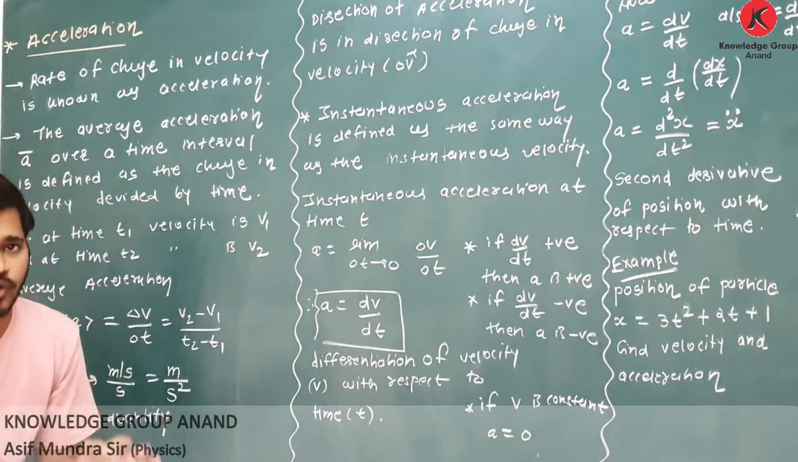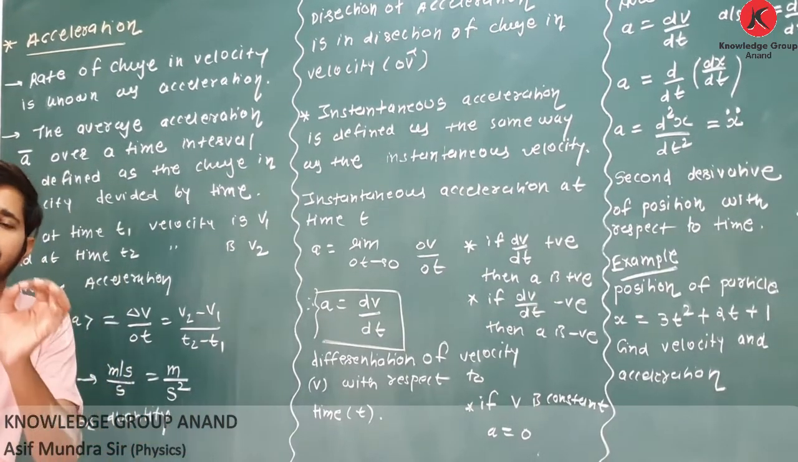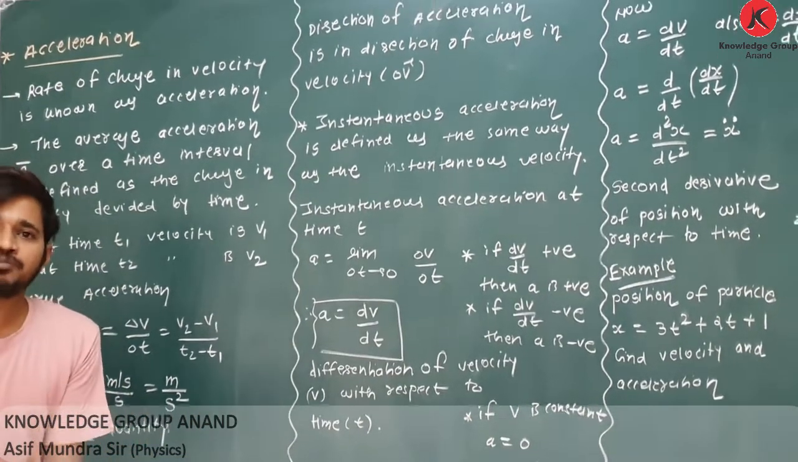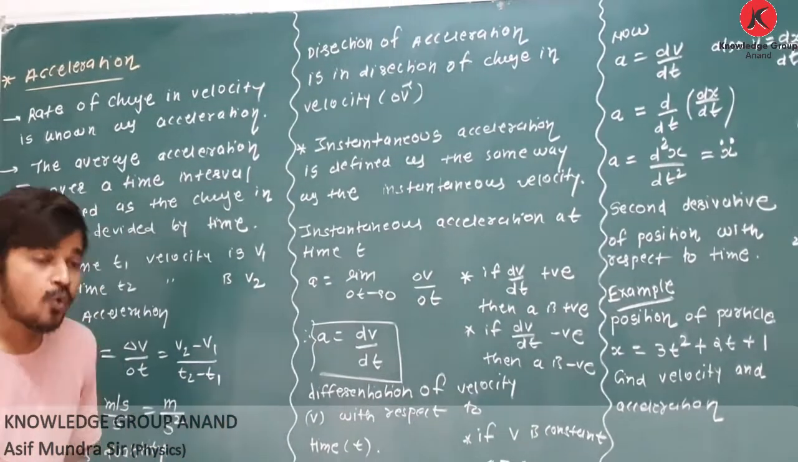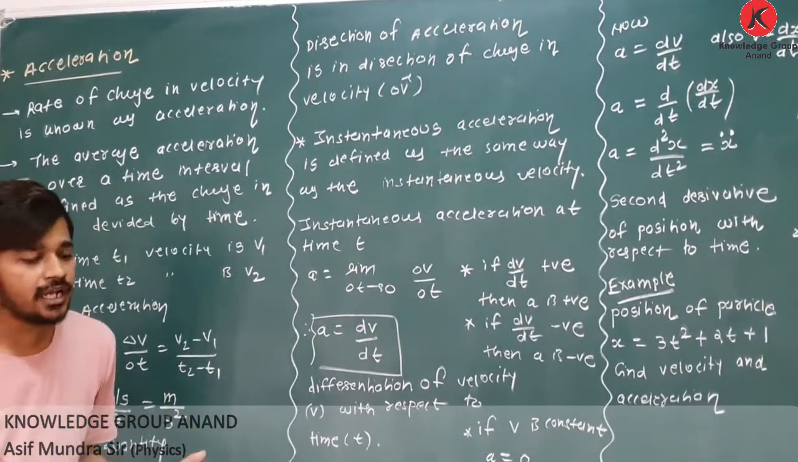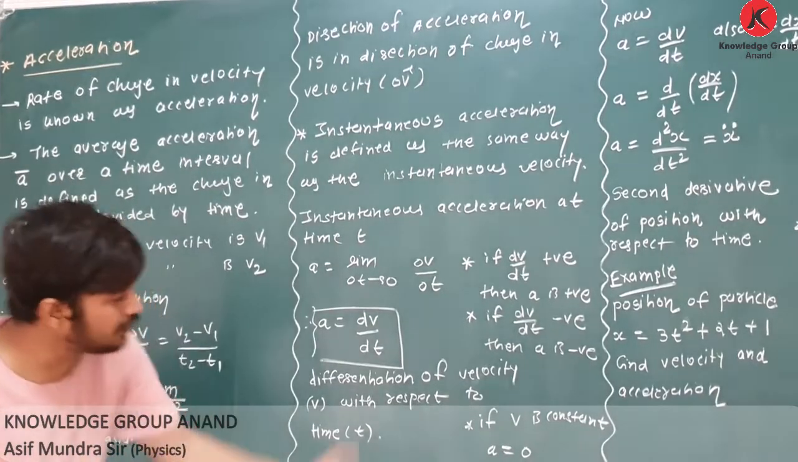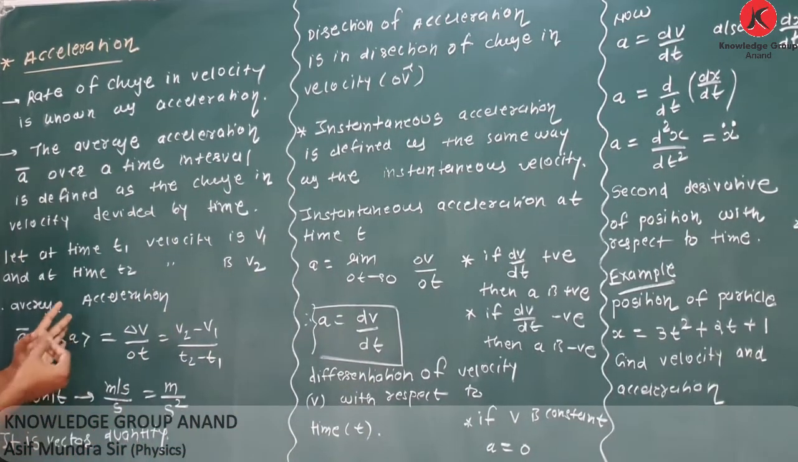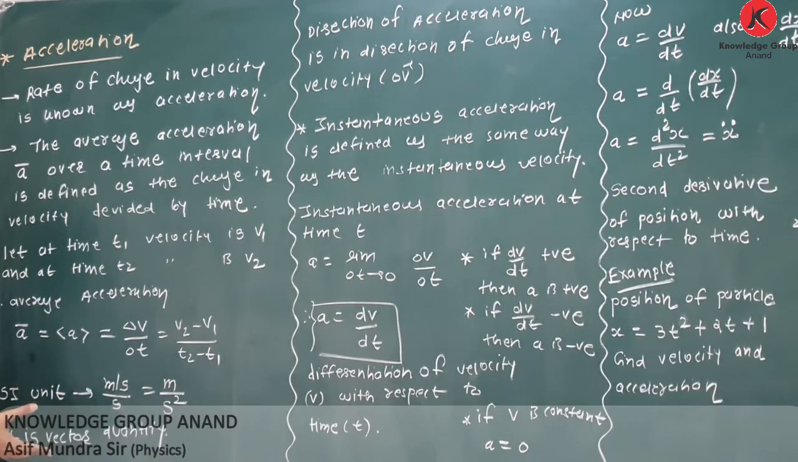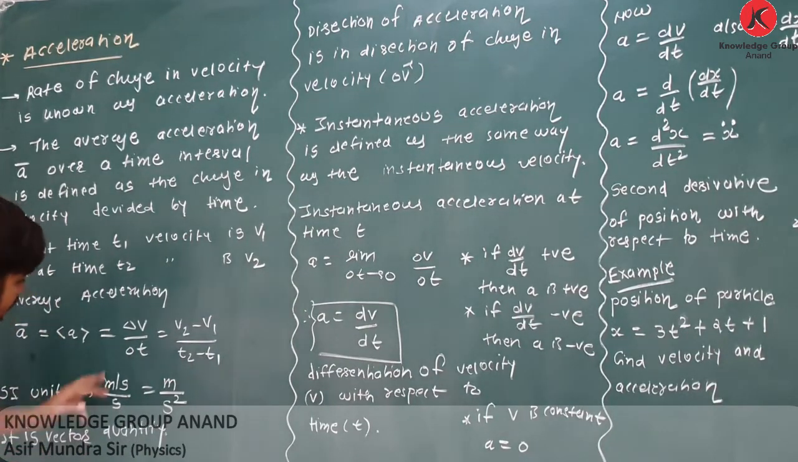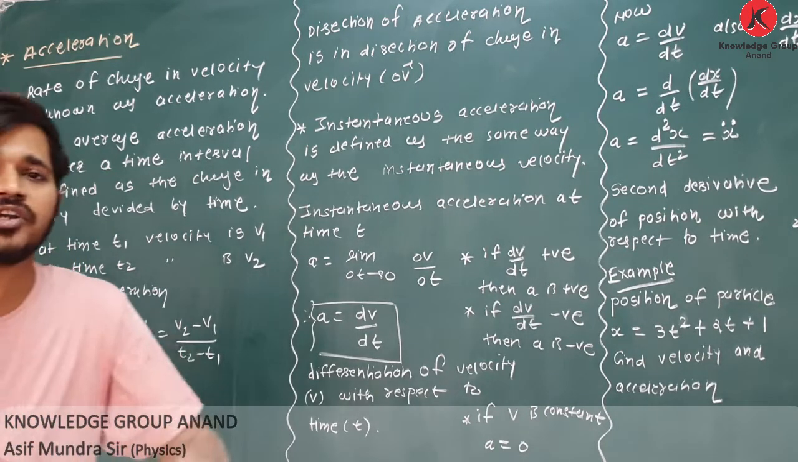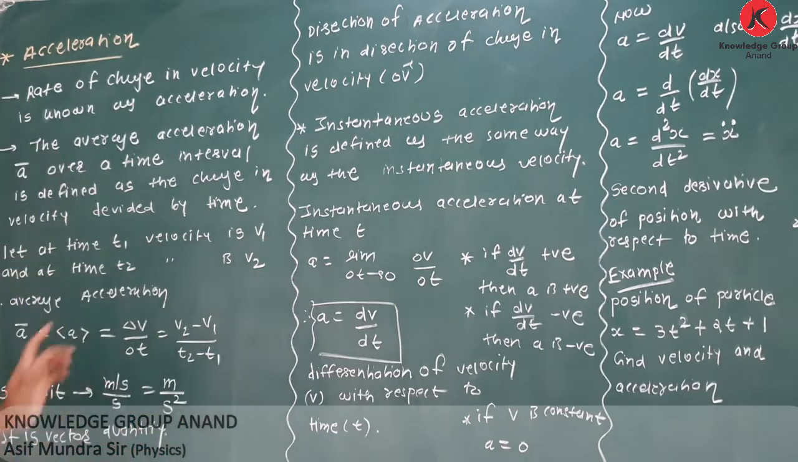Now, see, we have defined first quantity called displacement. It is a vector quantity. It may be positive, negative or zero. From displacement we have defined velocity. Velocity is also a vector quantity. It may be positive, negative or zero. And now here we have defined acceleration from velocity. So yes students, if velocity is a vector quantity, acceleration is also a vector quantity.